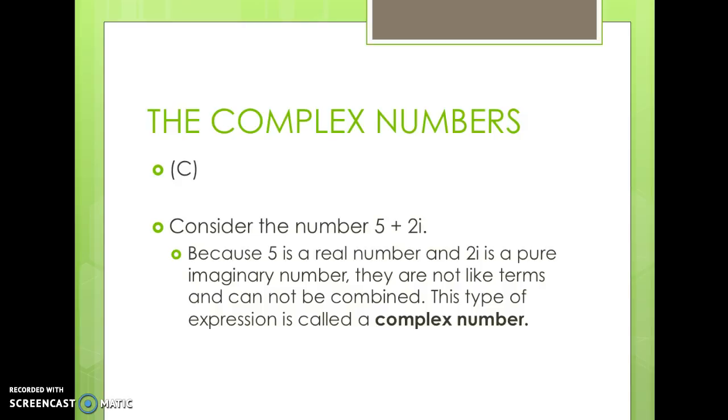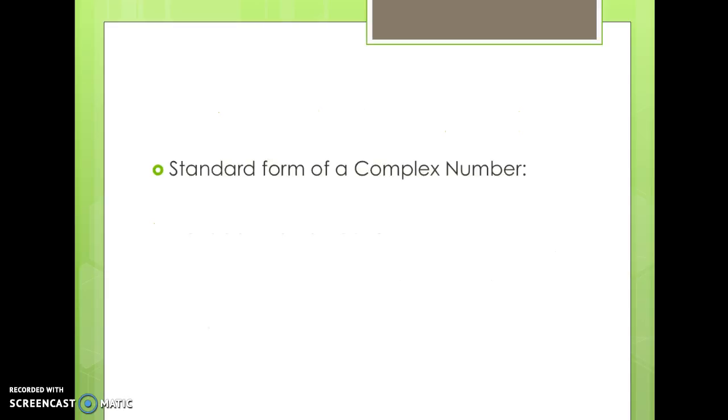Because 5 is a real number and 2i is a pure imaginary number, they are not like terms and cannot be combined. This type of expression is called a complex number. The standard form of a complex number is a plus bi. So the real part is a and the imaginary part is bi.